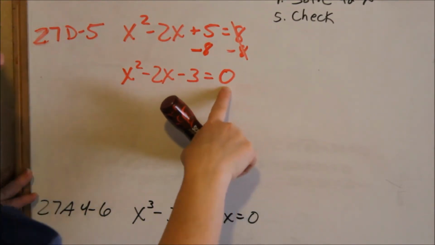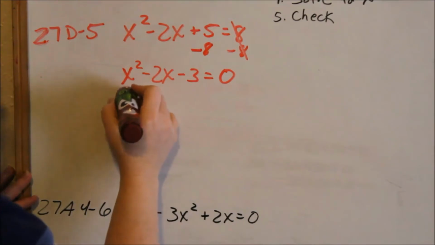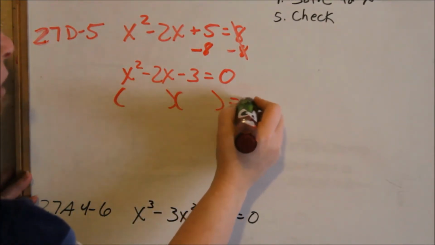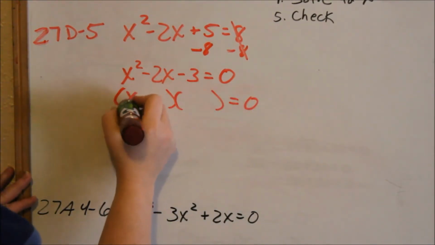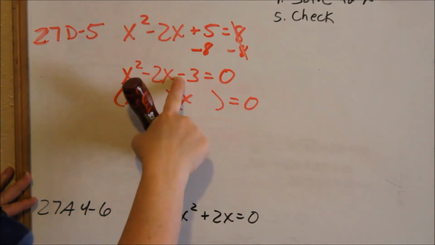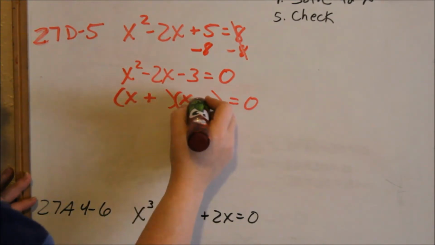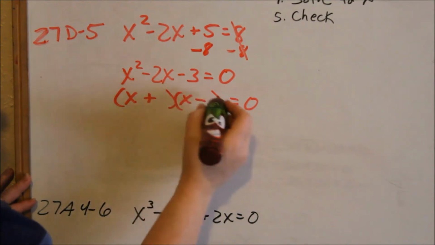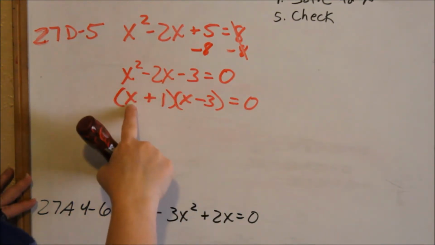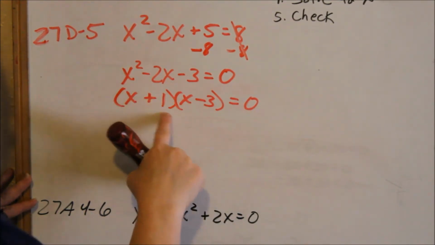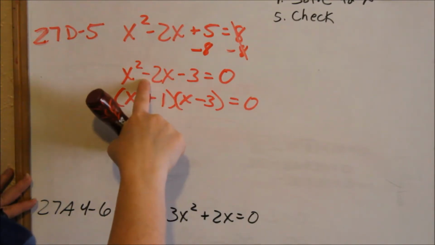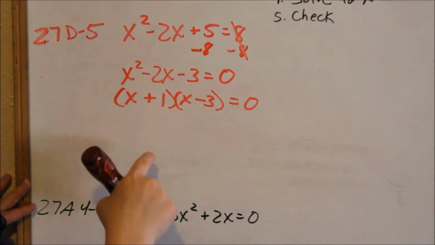Step number 2 was to factor. There's nothing to factor out, so we're ready to go straight to 2 parentheses. We still set it equal to 0. X, this is a negative, so we need to have a positive and a negative. And the factors of 3, 3, 1. This gives me a negative 3x and a positive 1x, which gives me a negative 2x. It's very important to mentally check that.